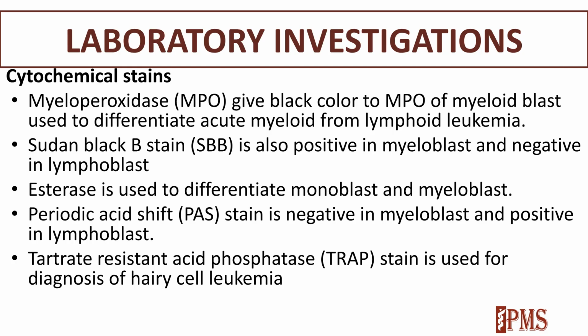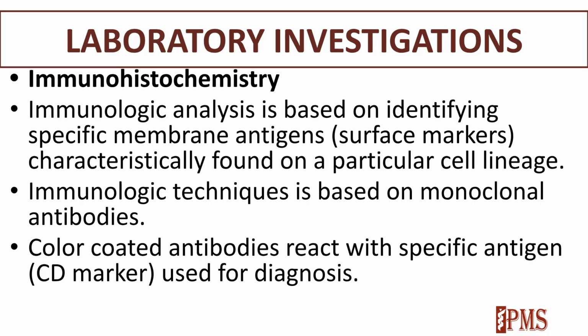Cytochemical stains, such as myeloperoxidase and Sudan black B, differentiate between myeloid and lymphoid blasts. Esterase is used to differentiate monoblasts and myeloblasts. Periodic acid Schiff stain is negative in myeloblasts. Tartrate-resistant acid phosphatase stains hairy cell leukemia.